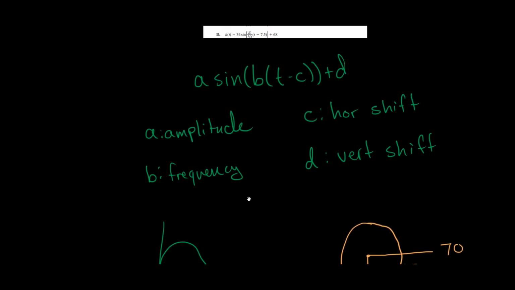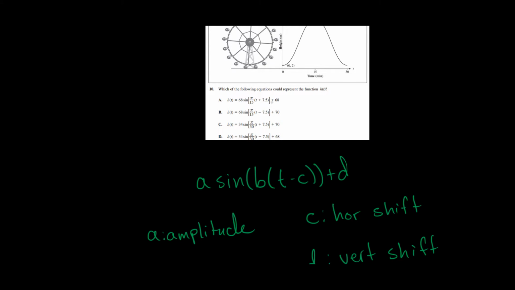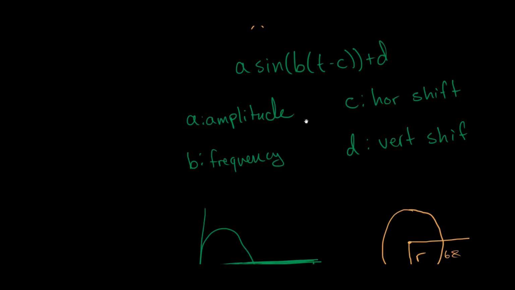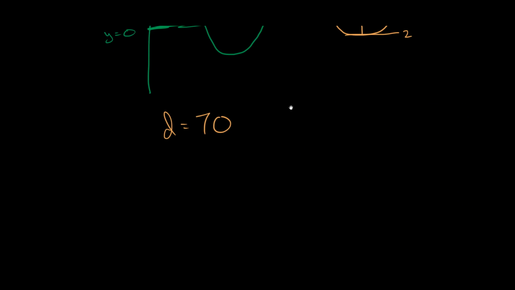Let's see where that puts us in terms of the answers. Here our d value is 68, so that's out, and same thing here. So now, as you can see, we've limited ourselves already to just b and c. Now, let's take a look at what else we can figure out.